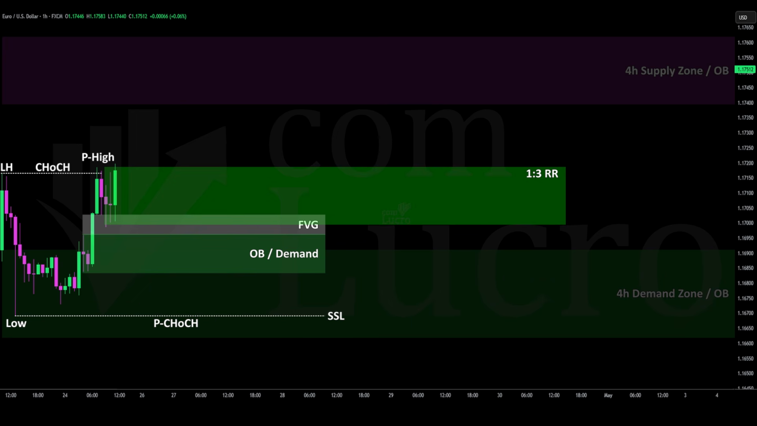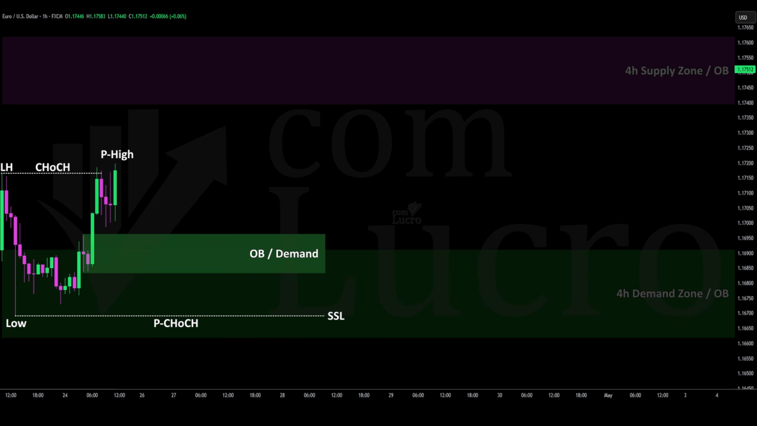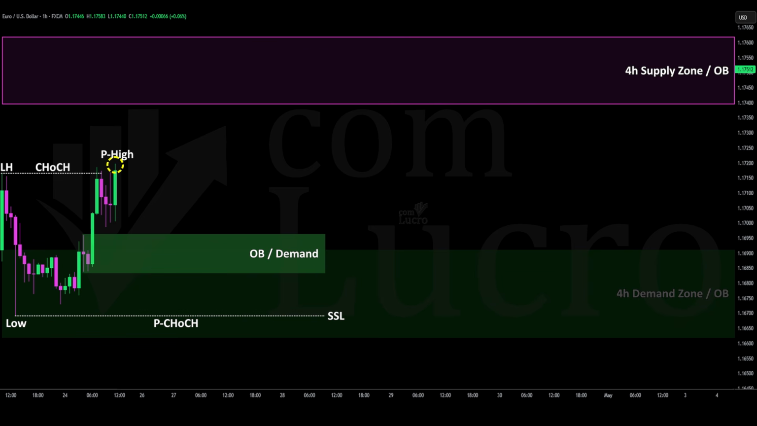After securing the partial profit, price continues moving higher and eventually reaches the final target at 1-to-3, closing the remaining 50% of the position. One very important and interesting point regarding this strategy is that price is still trading within a bullish trend and has not yet reached the 4-hour supply zone. Because of that, the market still has room to continue developing to the upside.